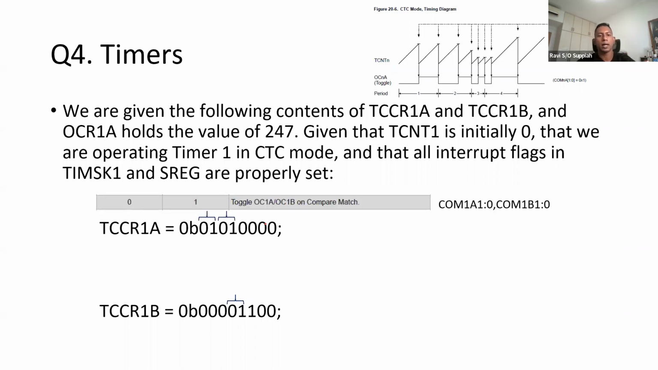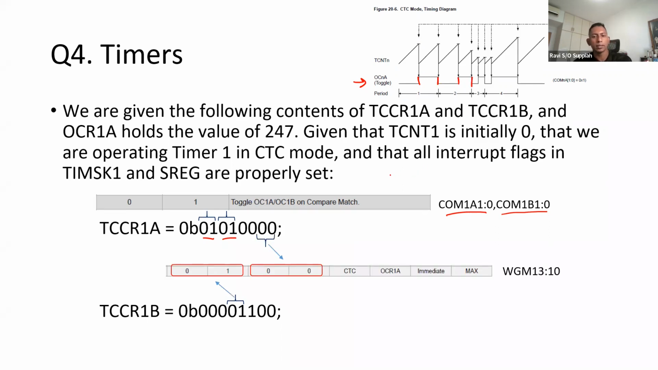In TCCR1A, if you look at the upper two bits, they are for COM1A1 and COM1B1, so COM1A and COM1B. When you set the value 0, 1, basically you want to toggle on compare match. That means whenever a match occurs, you will toggle. So 0 will become 1, 1 will become 0, 0 will become 1, 1 will become 0, and so on. So you keep toggling.